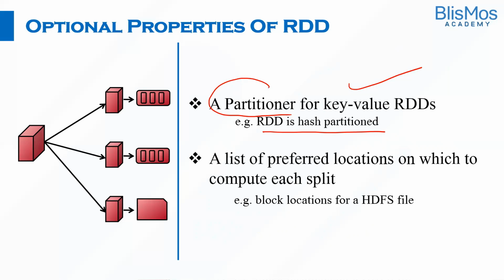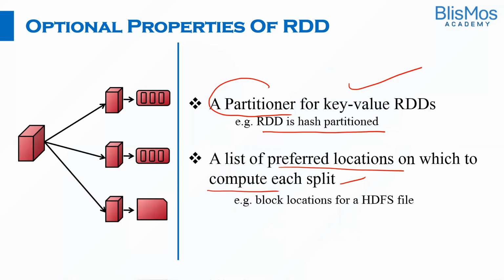Another optional property is it should also have a list of preferred locations on which to compute each split. That means, for example, do we need to have a block locations for HDFS file or not? Okay. So these are the important 5 properties of an RDD.